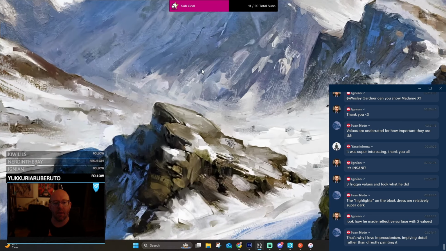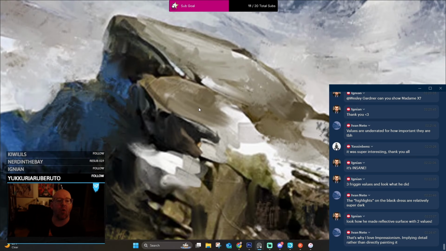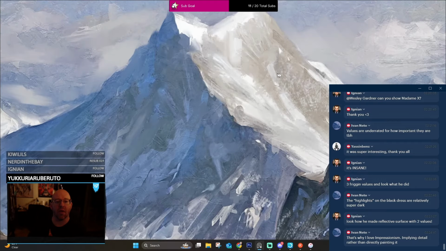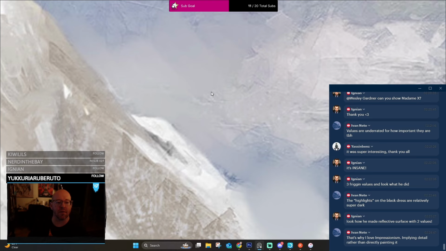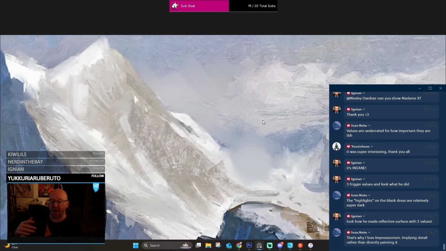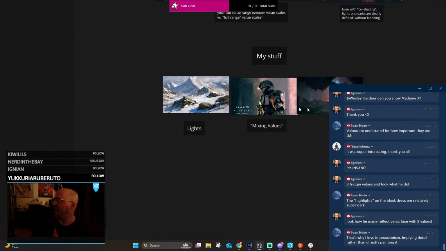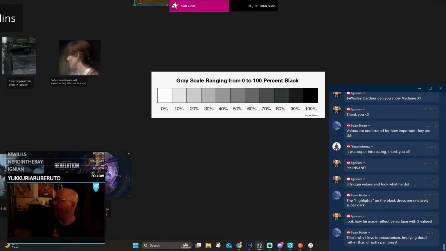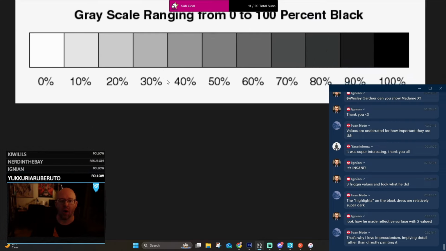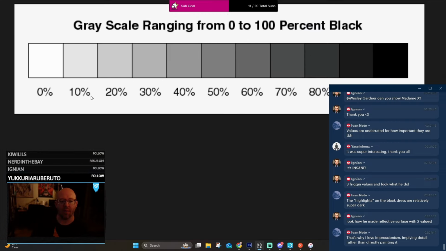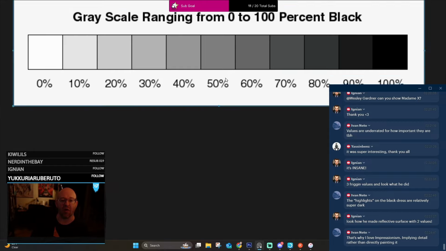Okay? And then the quote-unquote highlight of this rock is actually darker than the midtone of the clouds. Which makes sense. It's closer to us. It's going to be darker, and it's going to have a higher contrast. And by contrast, I literally mean the distance we go on our value scale. High contrast means it is a further distance. Your lights could be at 10 and your darks could be at like 90.